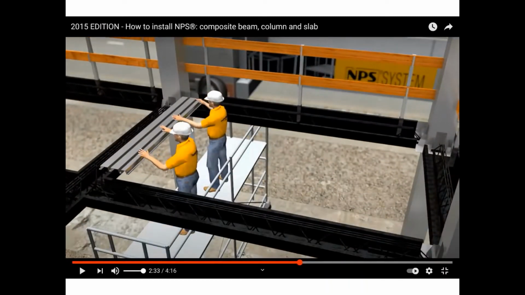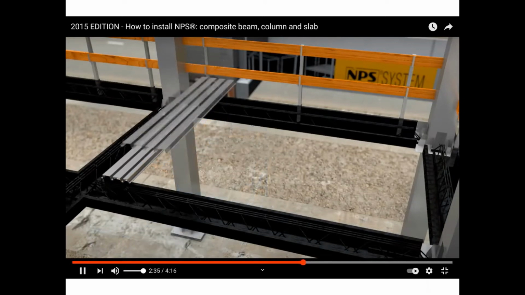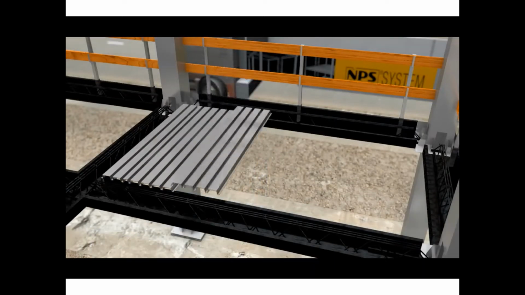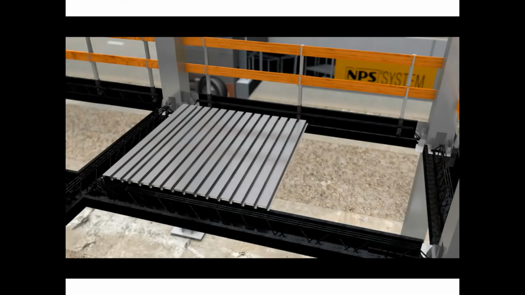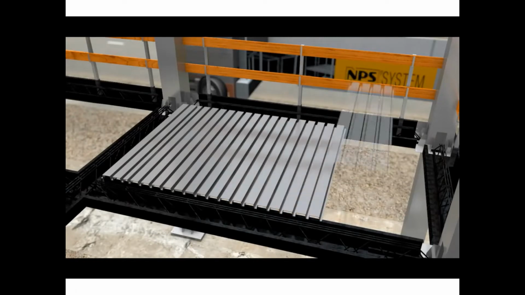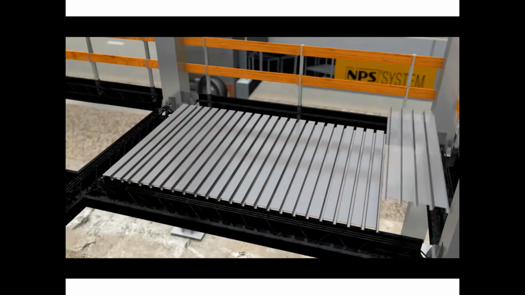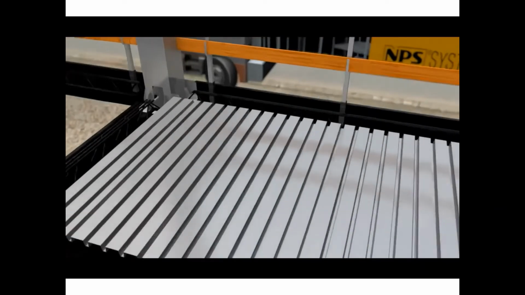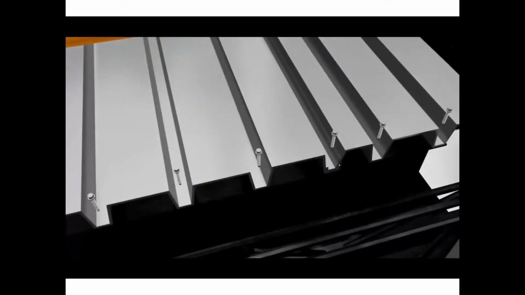Then we have corrugated steel sheet. Corrugated steel sheet will be supported between beams, and this sheet is bolted to the beams. That makes sense.